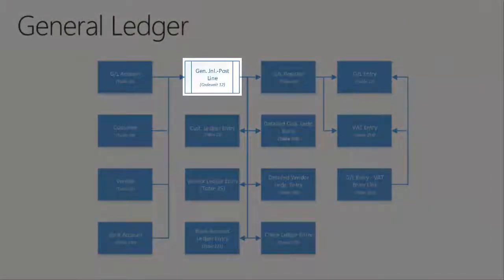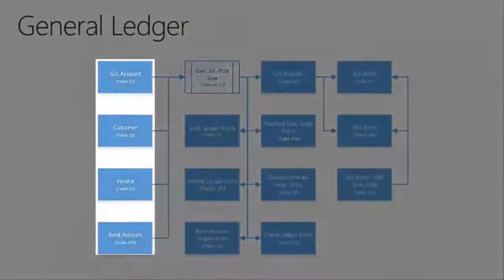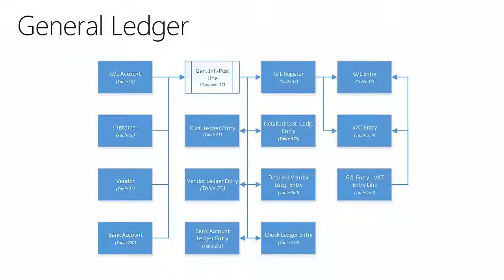In this example, the contract is the general journal line. This journal can process GL accounts, customers, vendors, and bank accounts. Each time we post something, the entries are created and linked back to the other tables they belong to. Nothing in these entry tables should ever happen without going through the journal. This is the most essential model in Dynamics NAV from a financial perspective.